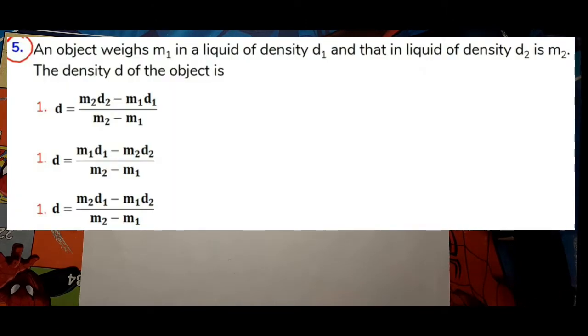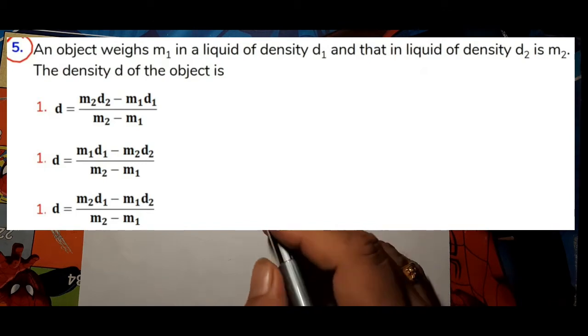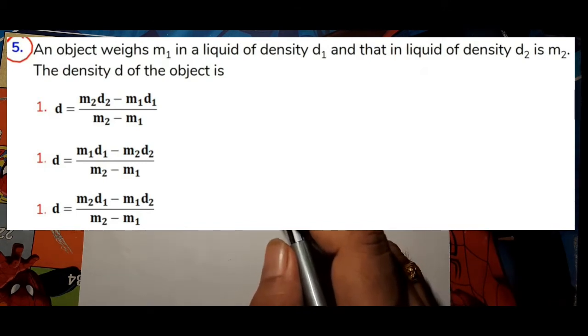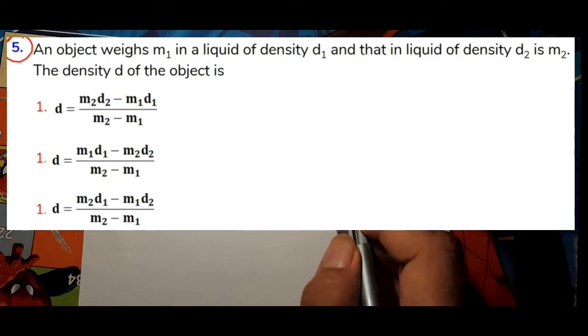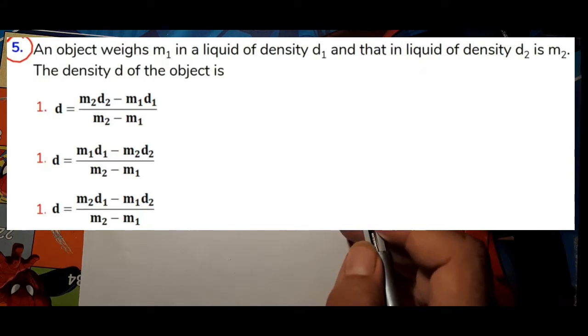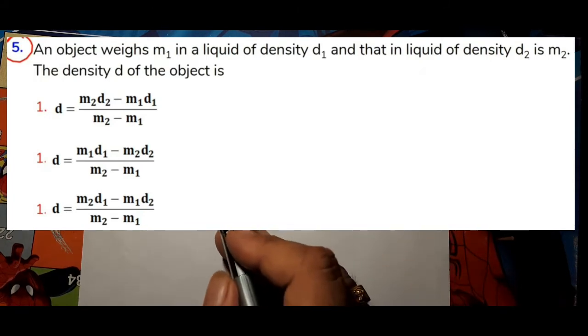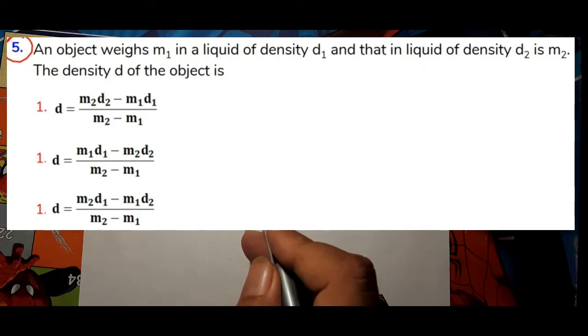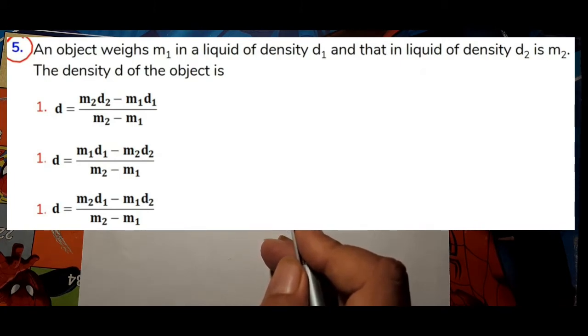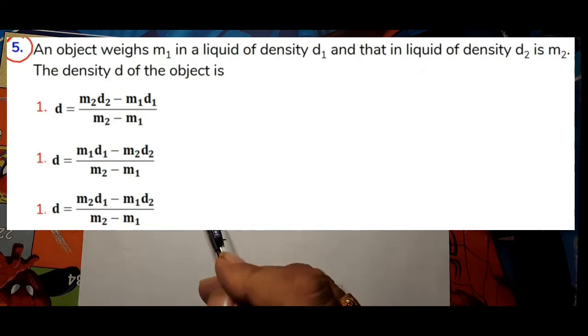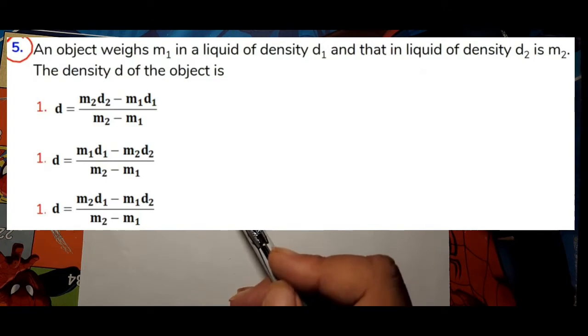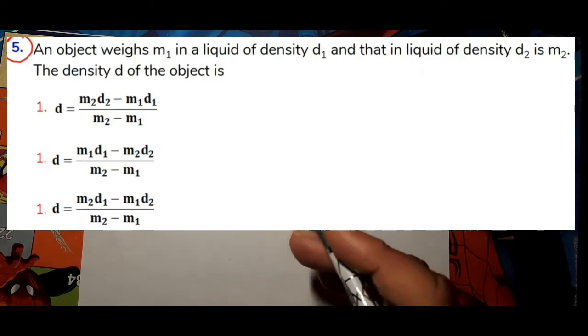So, let us solve another question. An object weighs m1 in a liquid of density d1 and that in a liquid of density d2 is m2. The density of the object is?